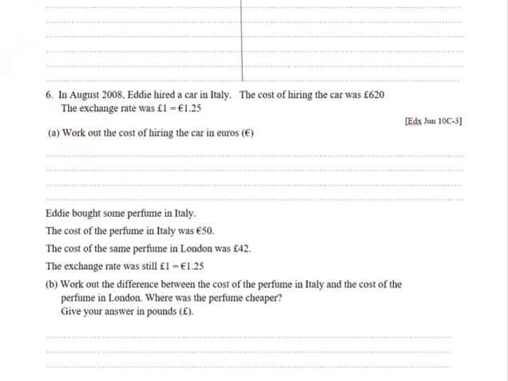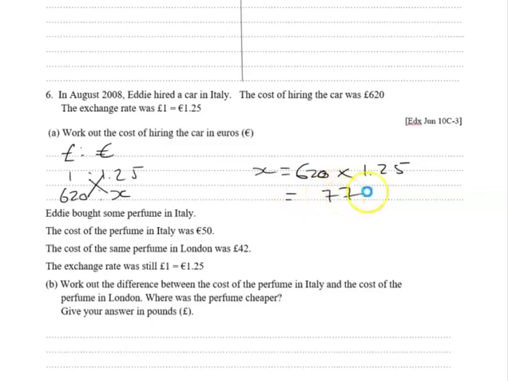So here, we're first going to label our columns. We're going to have pounds, ratio euros. We've got 1 ratio 1.25, and here we have 620 ratio x. We're going to cross multiply this, and we're going to get x equals 620 multiplied by 1.25. And this will equal 775 euros.